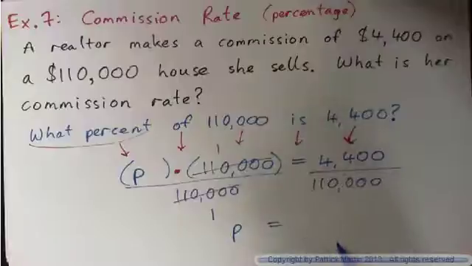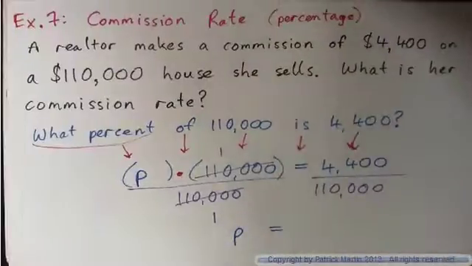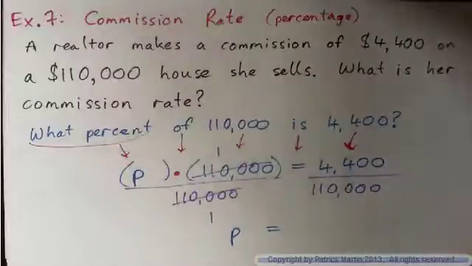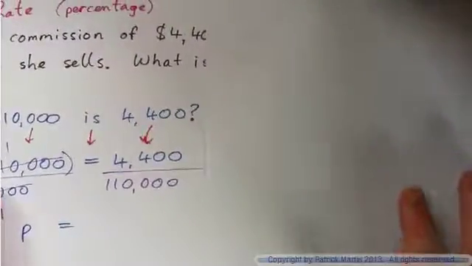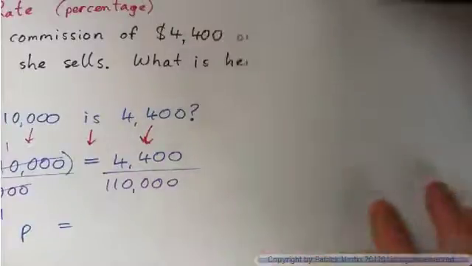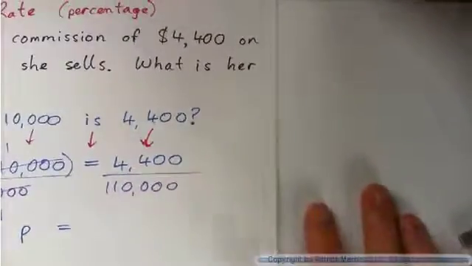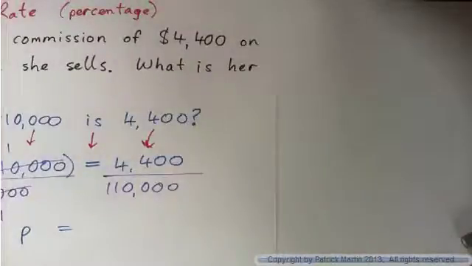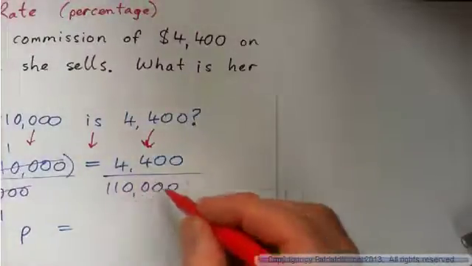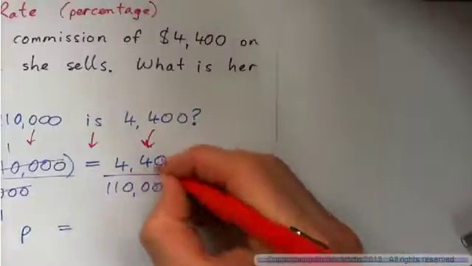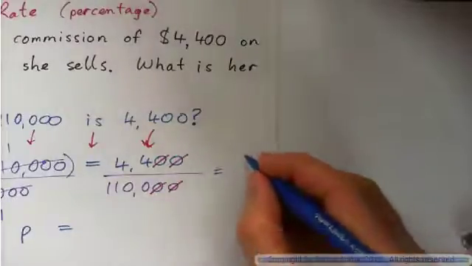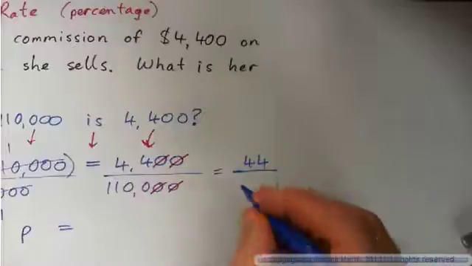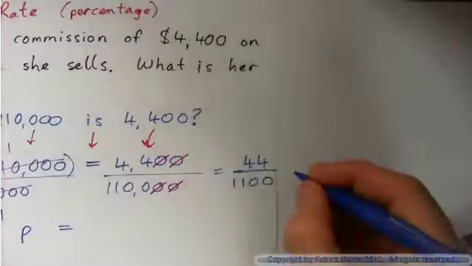All I have to do now is turn this into a percentage. How are you going to turn this into a percentage? Well, it's a fraction right now. Don't we have to simplify the fraction maybe? Let's start with simplifying the fraction. So we have 4,400 over 110,000. Can't we cross some zeros off by dividing top and bottom by 10? So at least I have 44 over 1100. So there's a start.